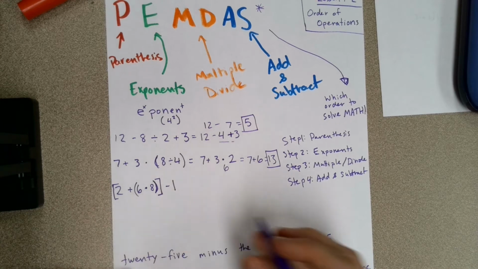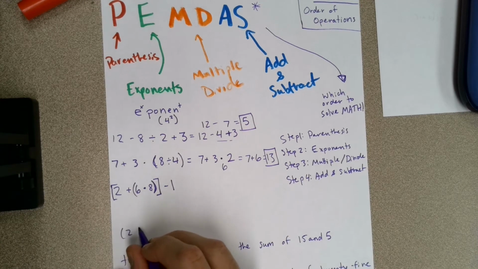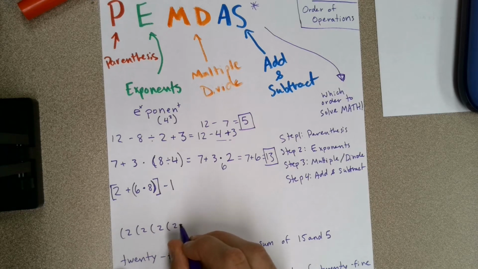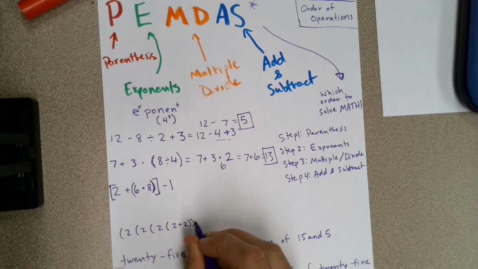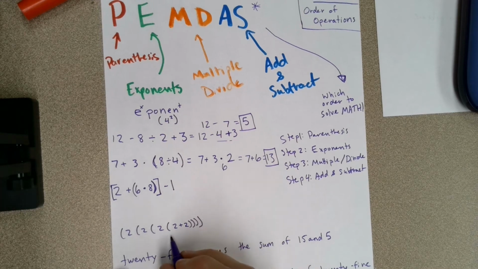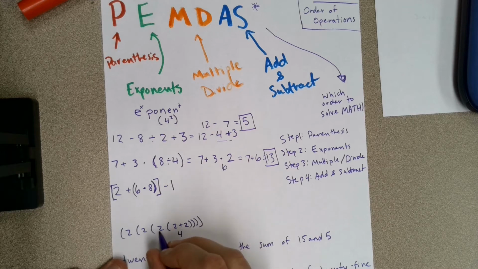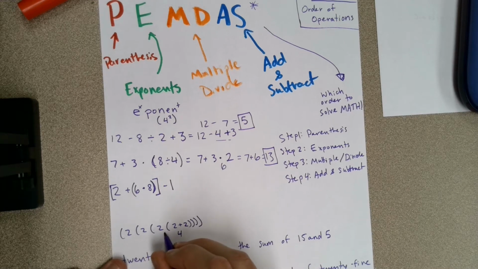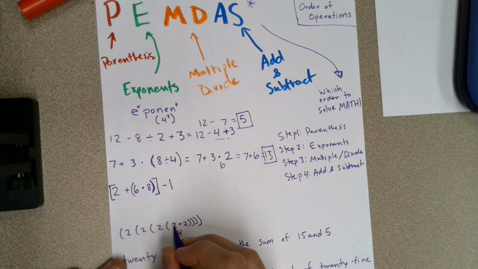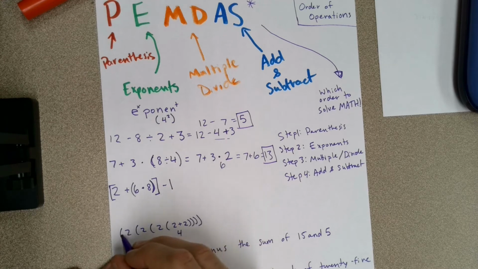So for example, if we had 2 times 2 times 2 times 2 plus 2, let's see, how many do I need? 1, 2, 3, 4. You start with your deepest parentheses. So we start with our 2 plus 2. That'd be 4. Then we go out. That would be 8. That would be 16. That would be 32. We wouldn't start by 2 times 2 times 2 times 2. We start with our deepest parentheses.